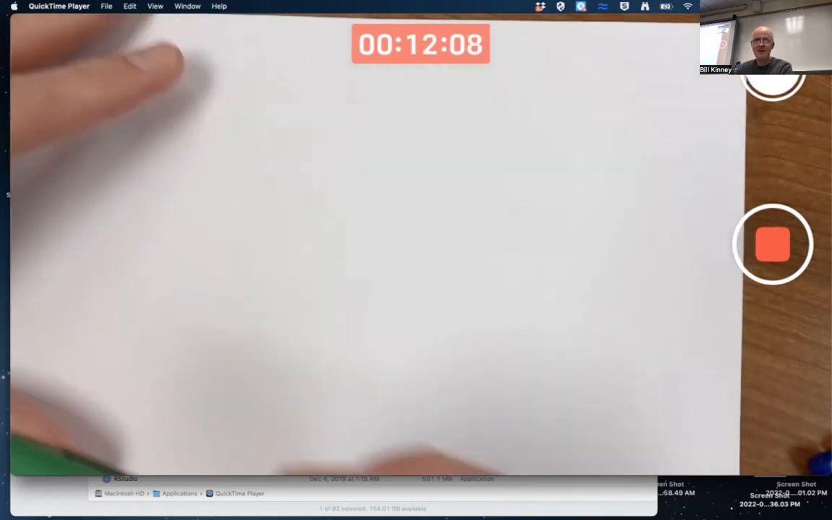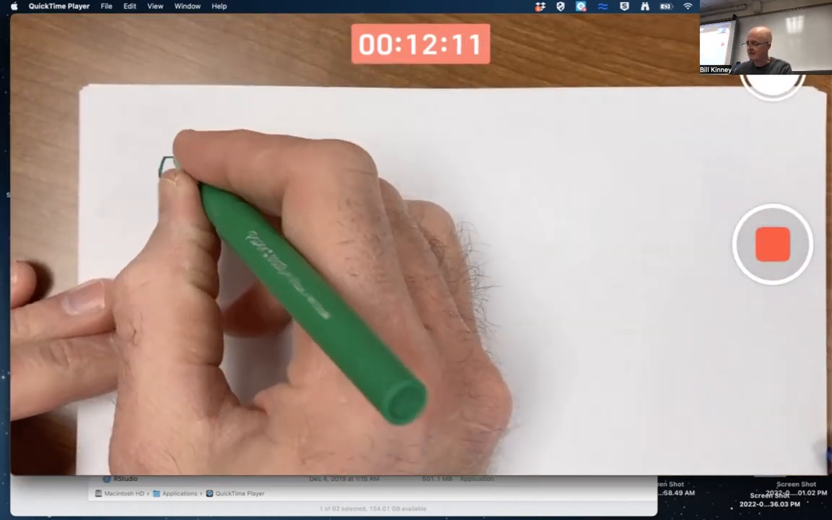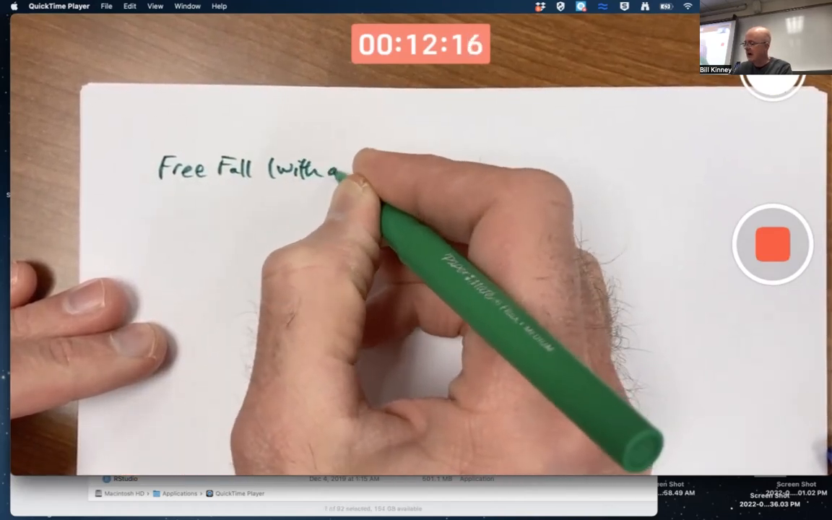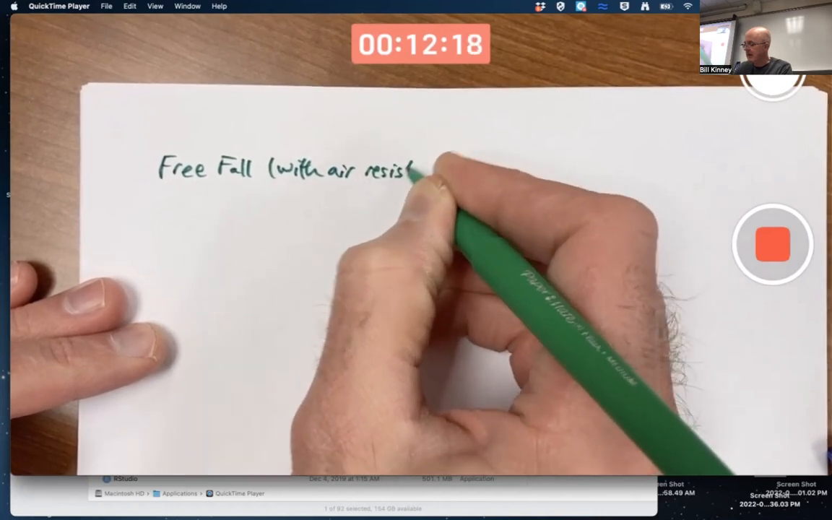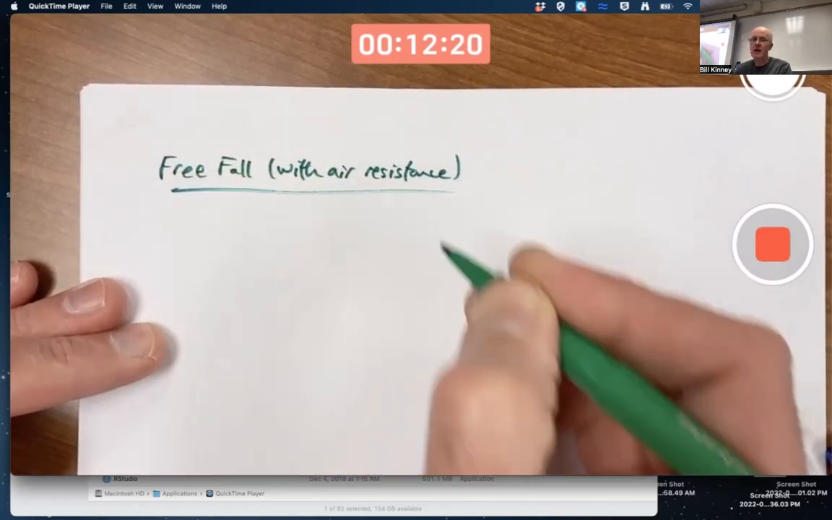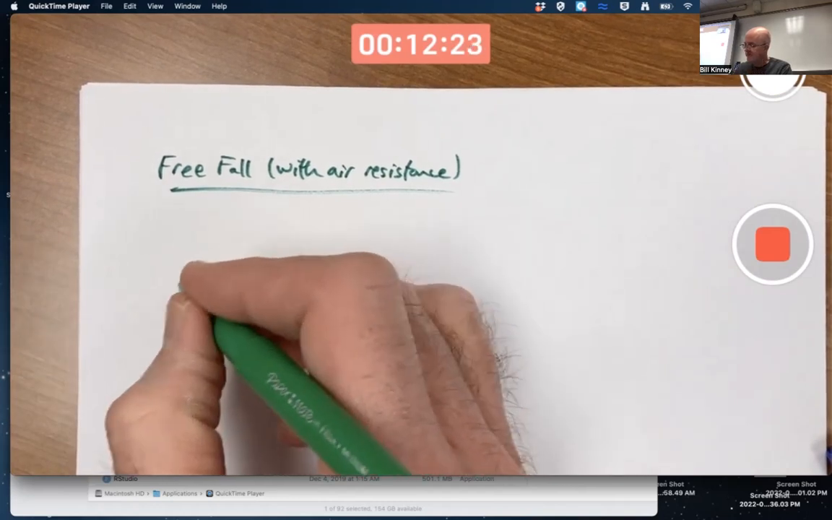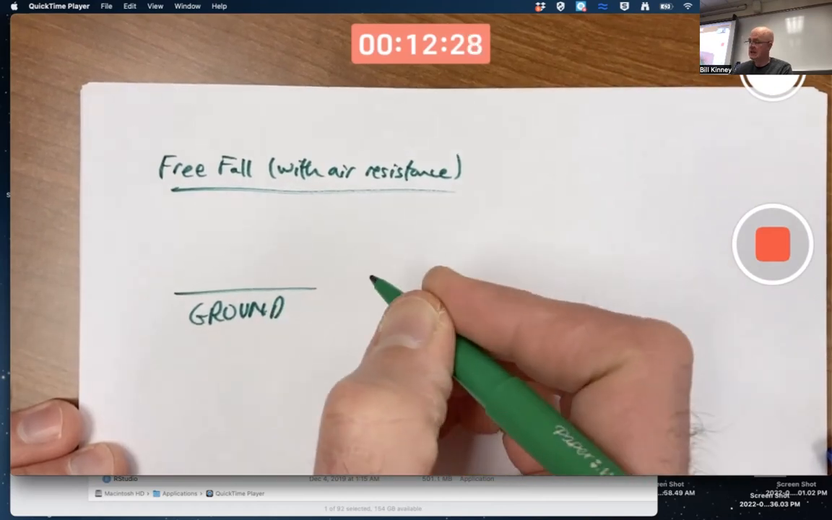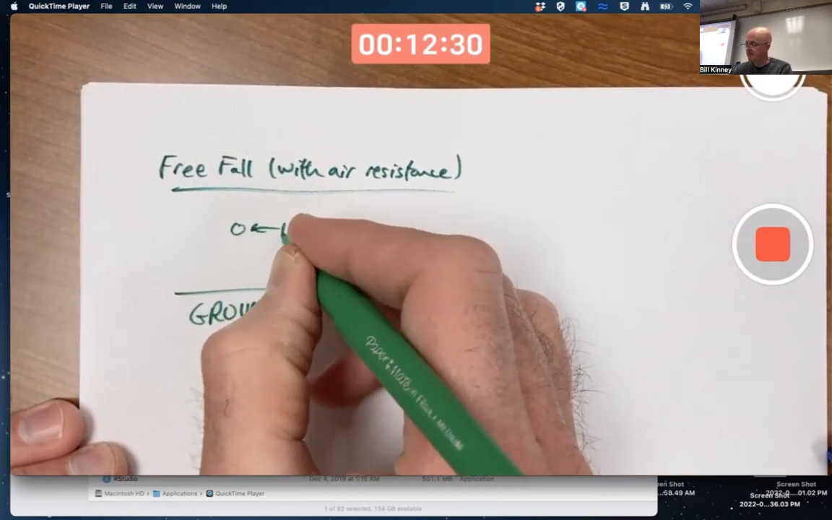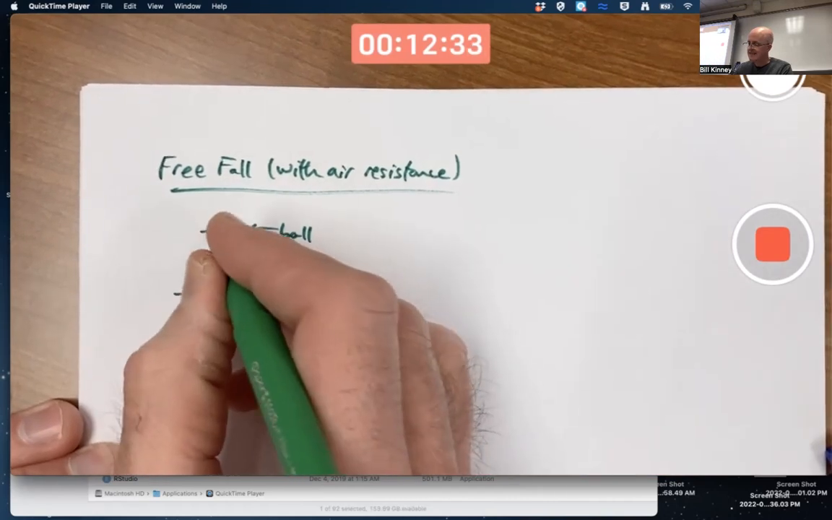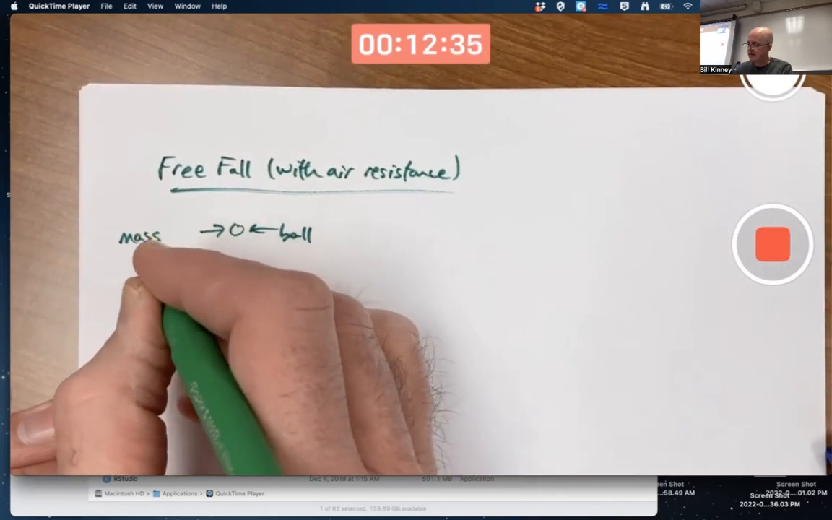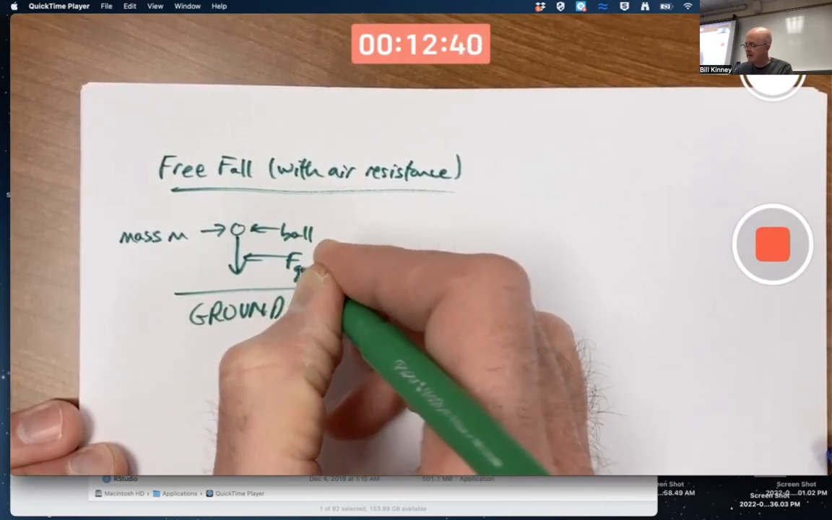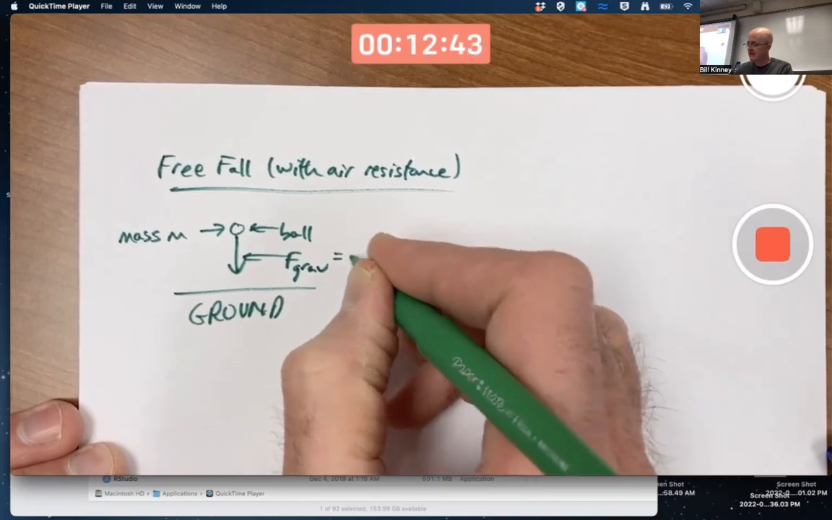Free fall with air resistance. It does get more complicated. And not only does it get more complicated, but the modeling is less clear. So here's our ball again. Mass still is m. There is still the gravitational force, F grav, which is still negative mg.